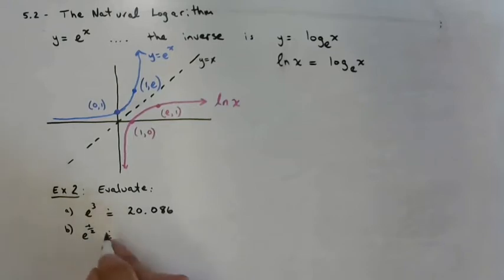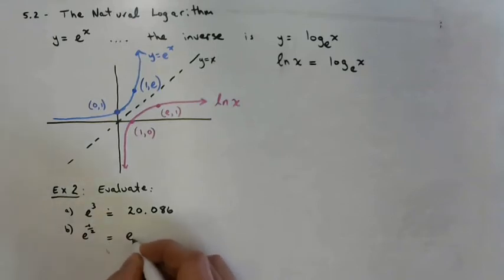Our second one there, we have e to the power of -1/2. Again, you could put that in your calculator. You might need to rewrite it as e to the power of -0.5. That might be easier. And that is approximately 0.607.